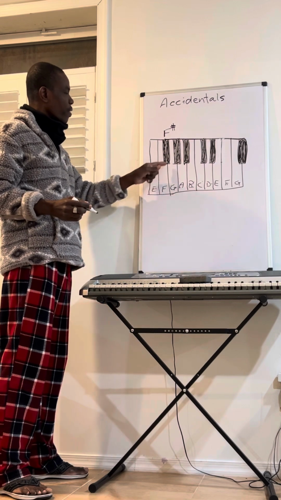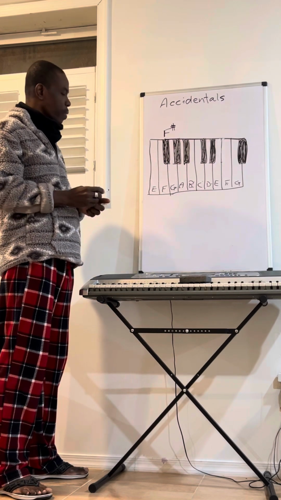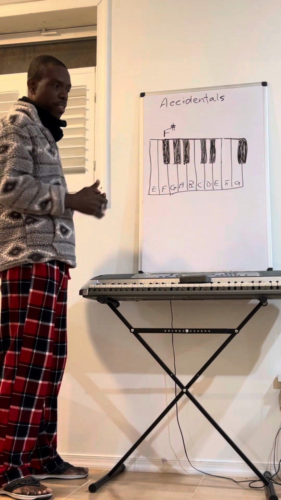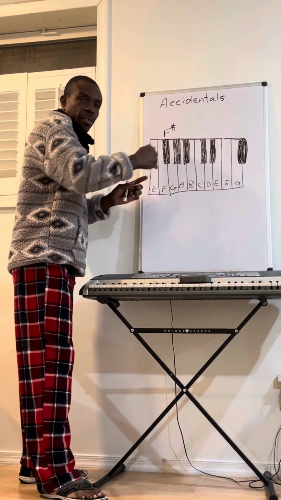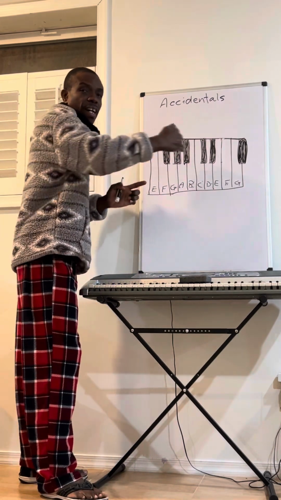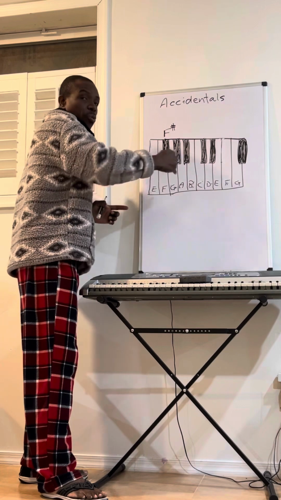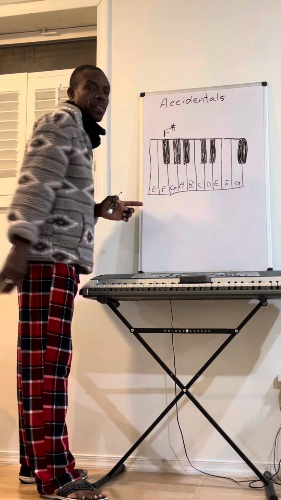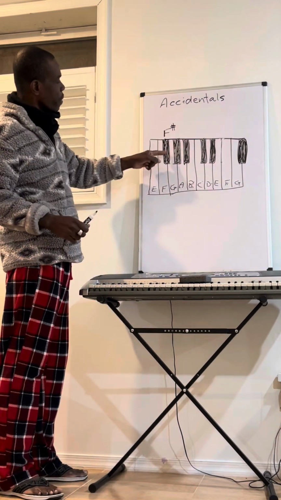So this is F and this is F sharp, which is higher, as you can see. As the notes appear on the keyboard, that tells you they're higher or lower. So as you go to your right, the notes go higher. All right, so here we have F sharp.